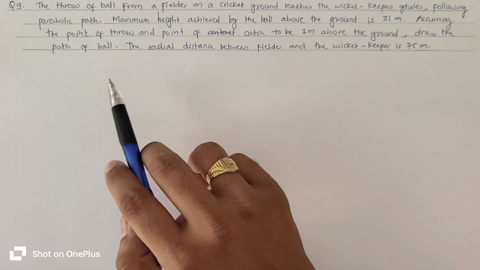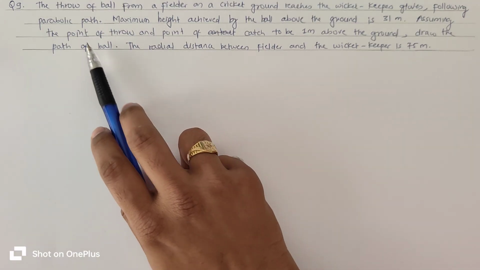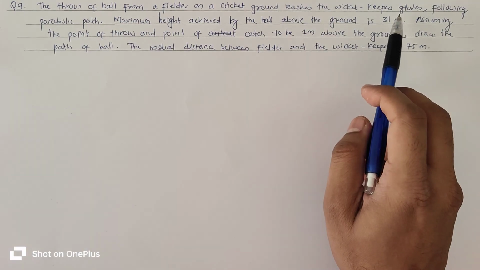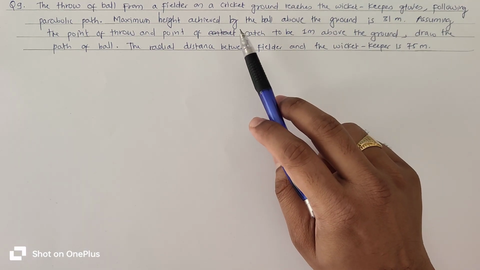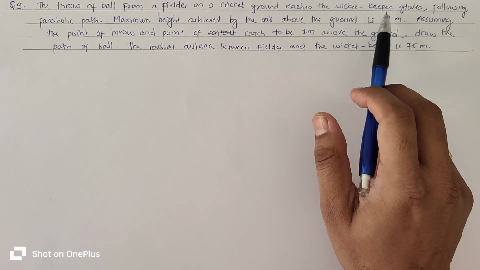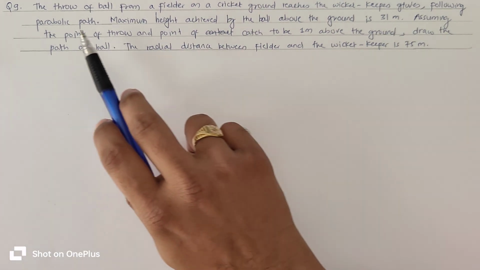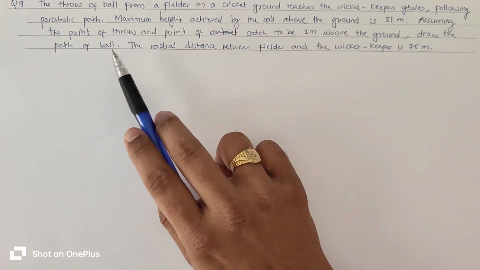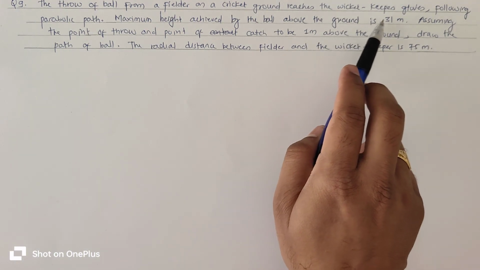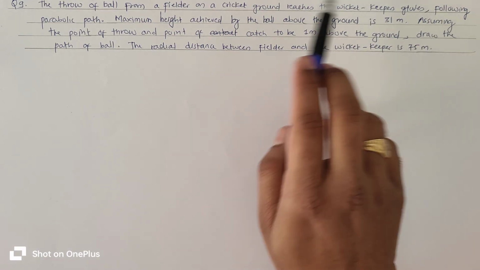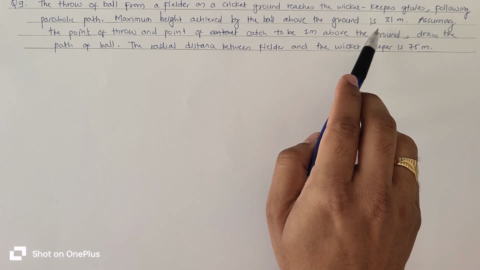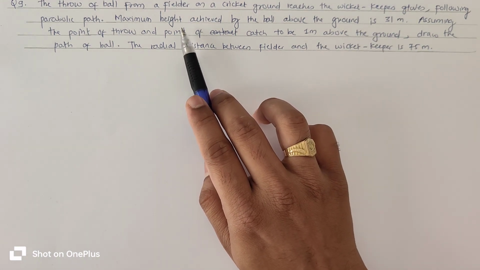So today we will solve this problem. A throw of a ball from a fielder on a cricket ground reaches the wicketkeeper. Whenever any object falls under gravity, it follows a parabolic path. So it's a parabola. The maximum height achieved by the ball above the ground is 31 meter, assuming the point of throw and point of catch to be 1 meter above the ground. So the total height is given.